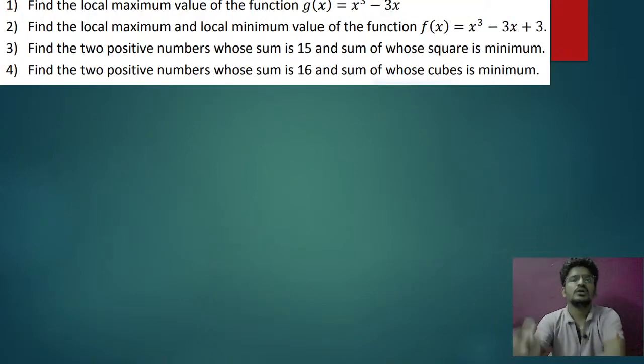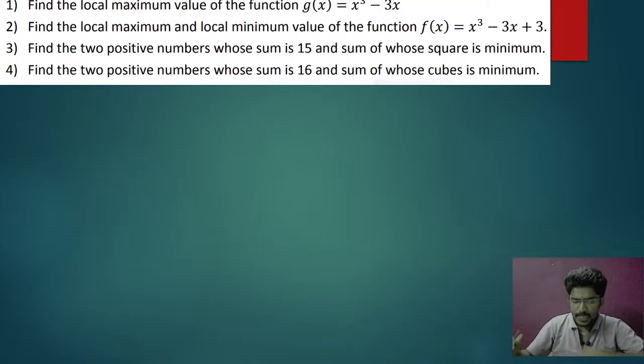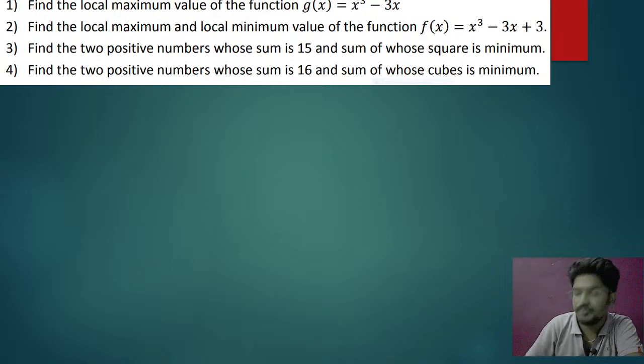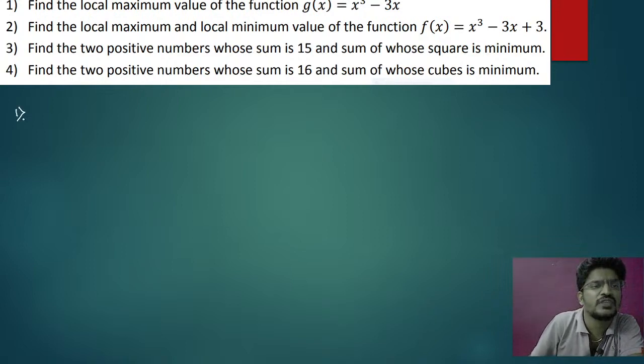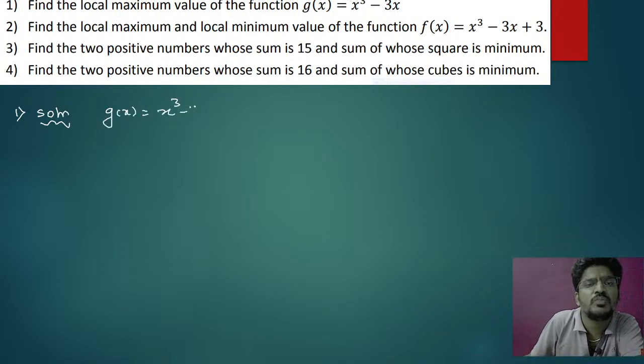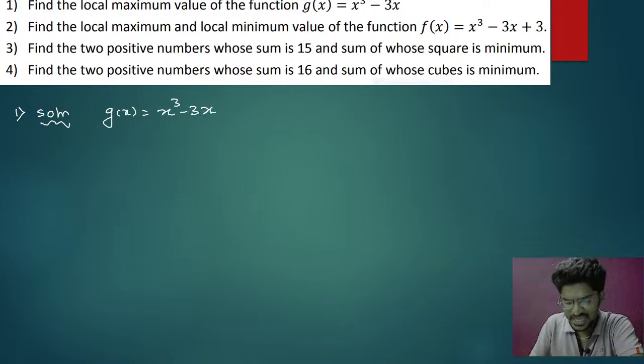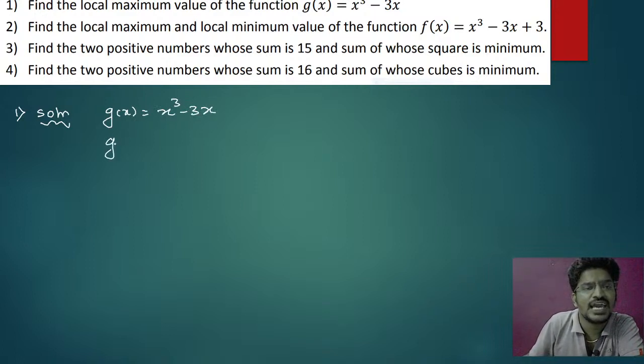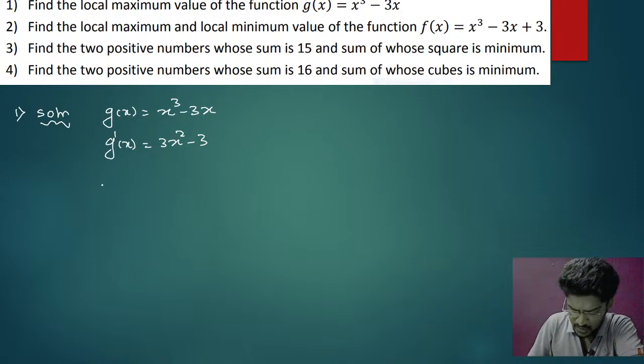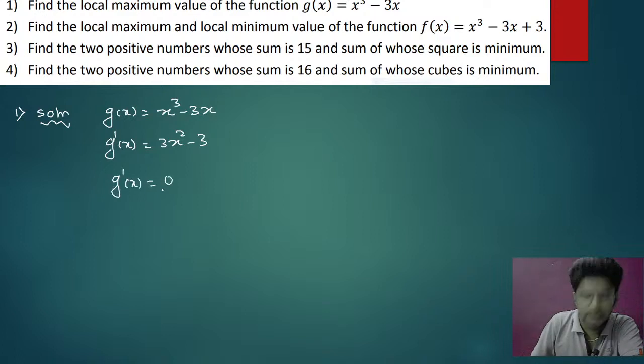Okay. Now coming to local maximum and local minimum. Just see how to simplify the first problem. Solution. So they are asking the local maximum. g of x is given as x cube minus 3x. Calculate g dash of x, that is 3x square minus 3, and equate this to 0, that will be g dash of x equal to 0.